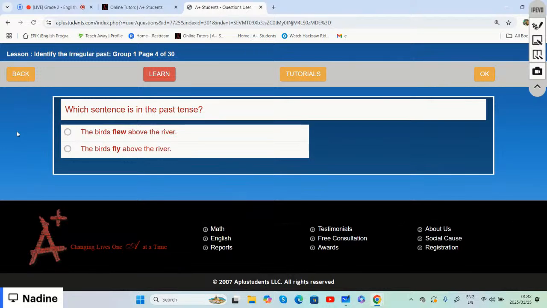We need to select the past tense. The birds flew above the river. Option one, or the second one that says the birds fly above the river. What is the past tense within that sentence? Is it flew or fly? The past tense.